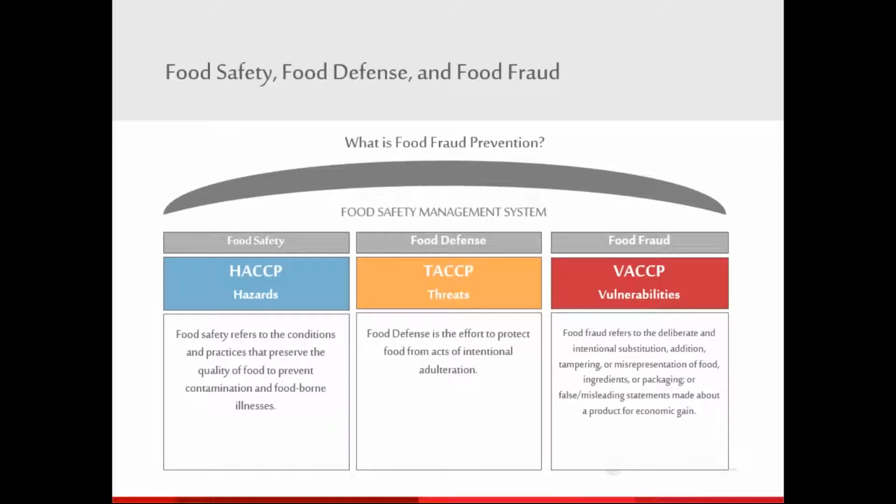So HACCP covers hazards, things that can make people sick unintentionally. Food defense covers threats. So that is someone trying to hurt your customers, your clients, your company, things like that, intentionally. And food fraud is something that the company or someone does for economic gain, to make more money from the product. So that's the three areas that your food safety management system now has to encompass.